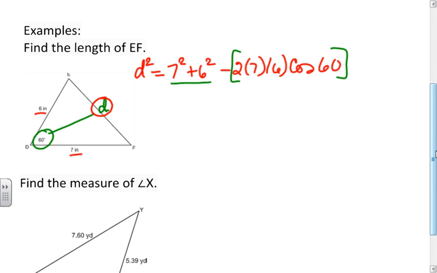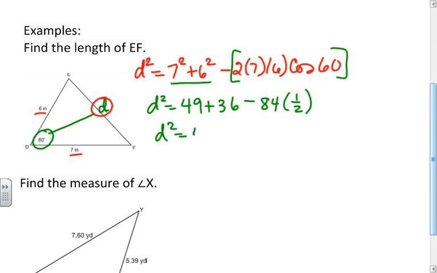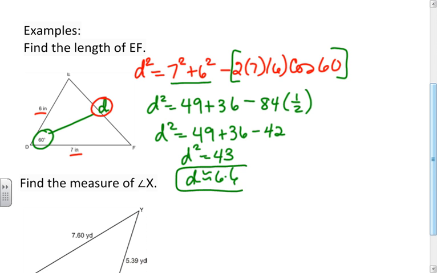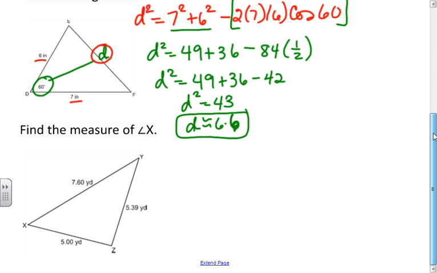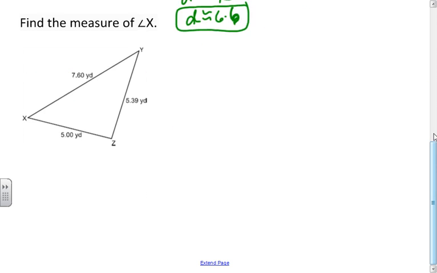Be very careful. So I have that d squared is equal to 49 plus 36 minus 84 times 1/2, because the cosine of 60 is 1/2. So I have d squared is equal to 49 plus 36 minus 42. D squared is 43. Take the square root. D is approximately 6.6. So if you're just very careful with showing your work and with the calculations, it's not bad.